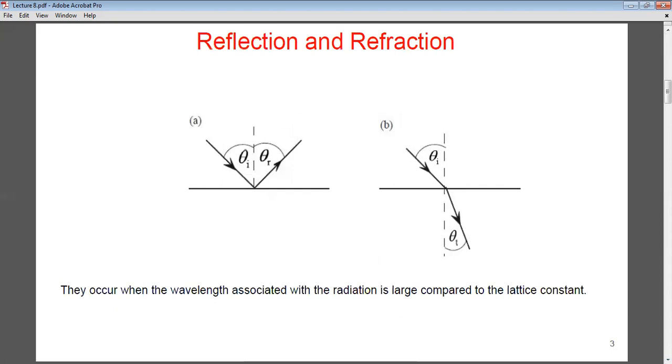If the wavelength associated with the radiation is large compared to the lattice constant, the result is simply standard reflection or refraction. When radiation wavelengths on the order of the crystal lattice constant undergo elastic scattering from the crystal atoms, diffraction occurs in directions quite different from ordinary reflection. To see how this happens, we will look at diffraction theory explained by Bragg's law.